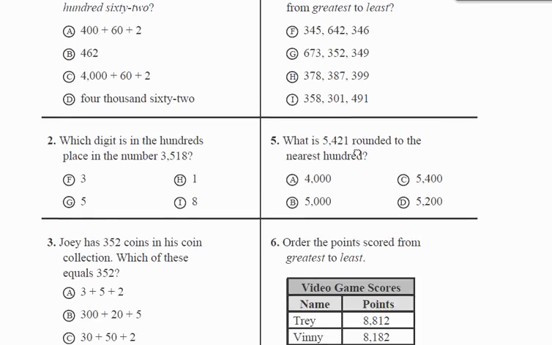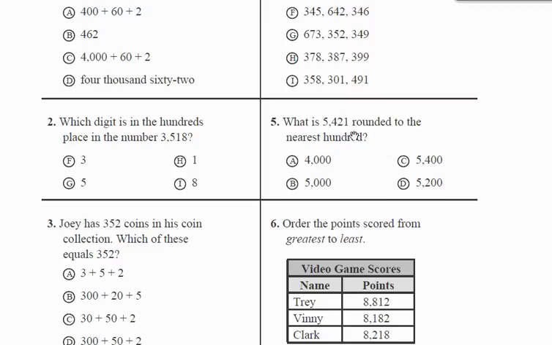Okay. Which digit is in the hundreds place? So I have 3,518. What number's in the hundreds place? 5. 500 would be what is the value. They're not asking what the value is. They're asking what number is in the hundreds place. Obviously, when I read the number out loud, 3,518. What number's in the hundreds? 5. Just 5.